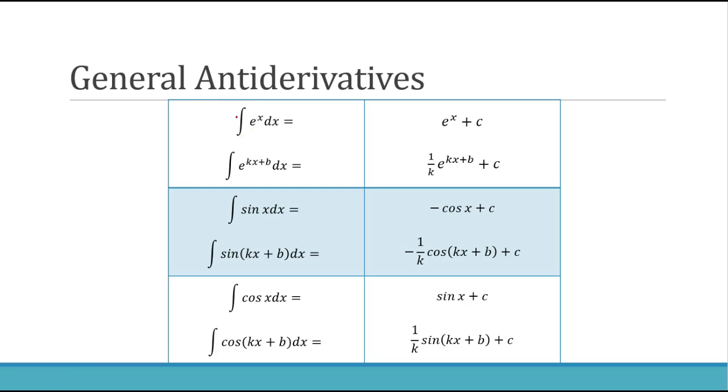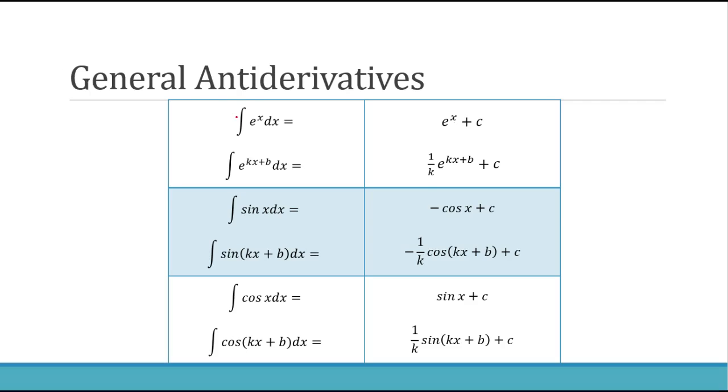So besides the power rule, we are able to formulate a list of general antiderivatives based on our knowledge of derivatives. So the integral of e to the x is e to the x plus c, since the derivative of e to the x is e to the x. I also have another form. I have e to the kx plus b. So this would be e to specifically a linear function. So kx plus b is linear, like mx plus b. So if I have this particular form, then the antiderivative is 1 over k e to the kx plus b, and then of course that plus c for the constant.